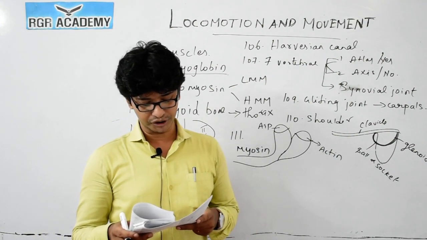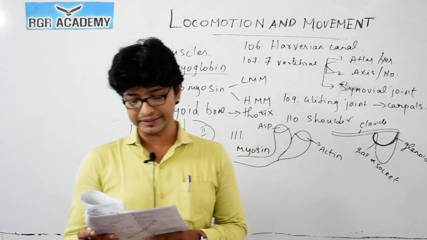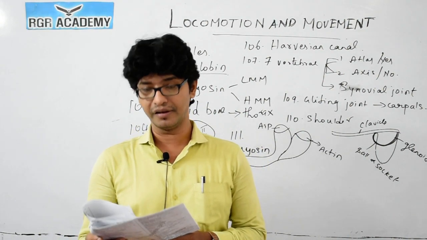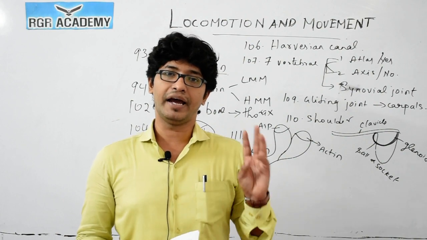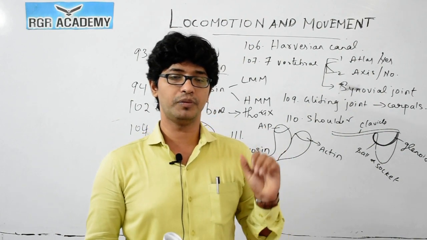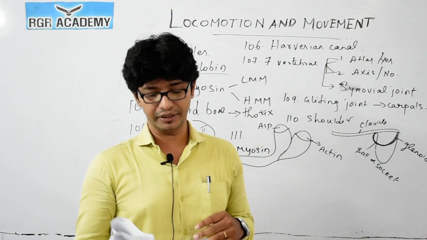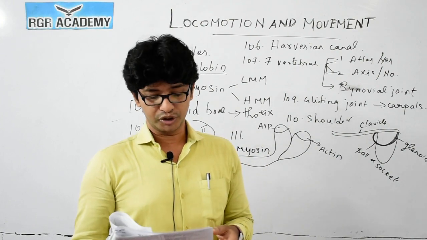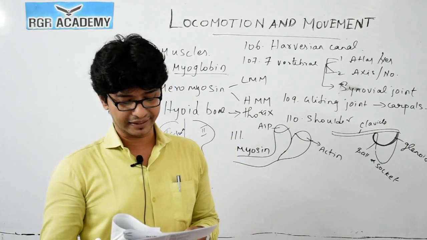Okay, next question 115. The important muscle proteins that help in movement are actin, myosin, troponin, tropomyosin. All the 4 proteins play a very important role in locomotion or movement. So all of these is the correct answer.